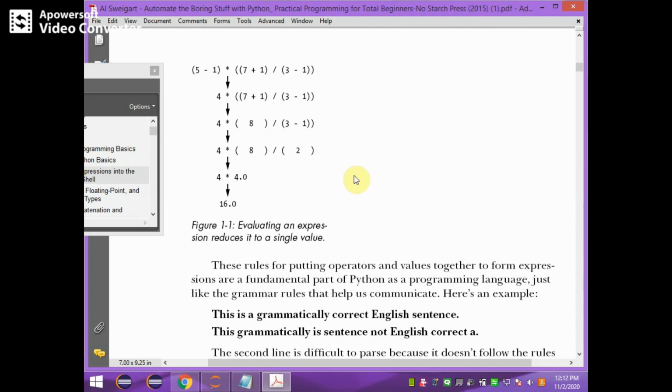Here it is clearly shown. Okay, 5 minus 1, that is 4, then multiplied with 7 plus 1, divided by 3 minus 1. First 7 plus 1 takes place, that is 8. Next 3 minus 1 takes place, that is 2. Next 8 by 2 takes place, that is 4. Next 4 into 4 takes place, and becomes 16.